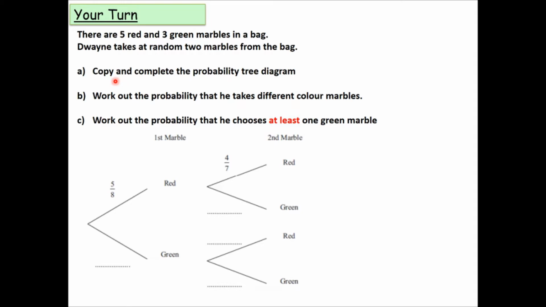So for this question, first part, we need to add the total number of marbles. That will be 5 plus 3 equals 8. So it's out of 8, so that will be 3 eighths for the green. That's 3 out of 8 green.